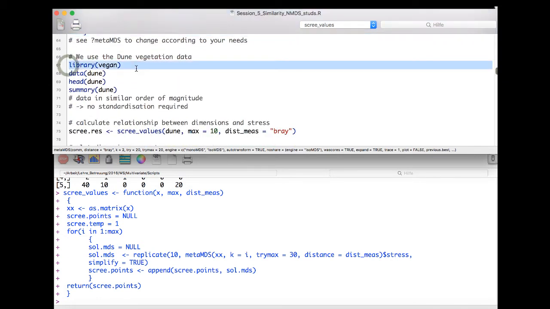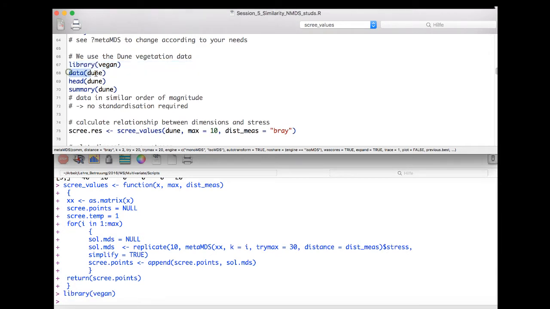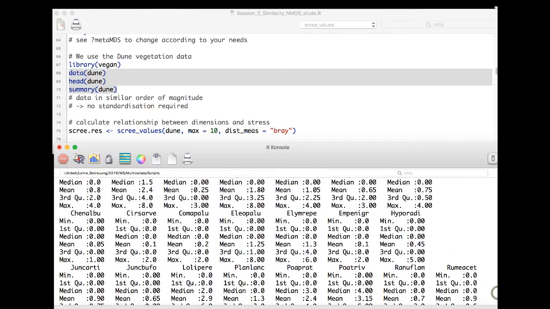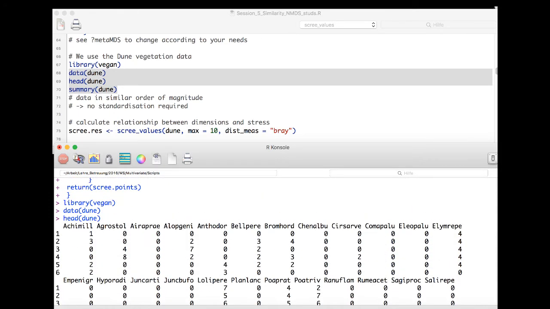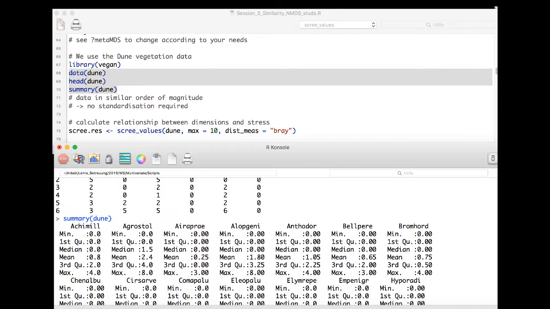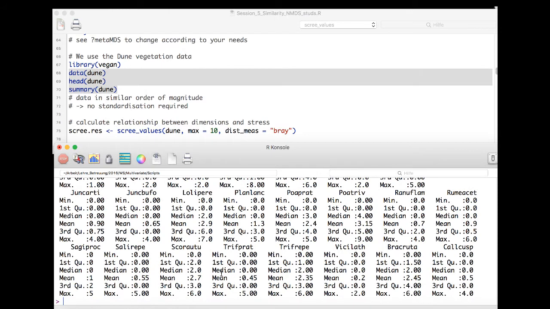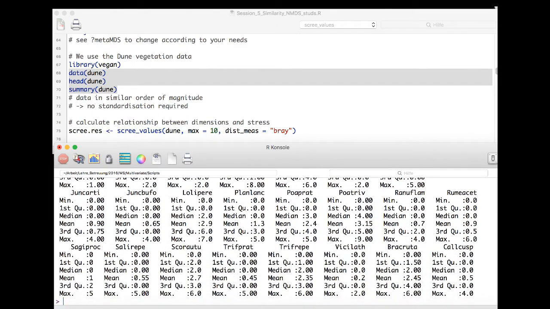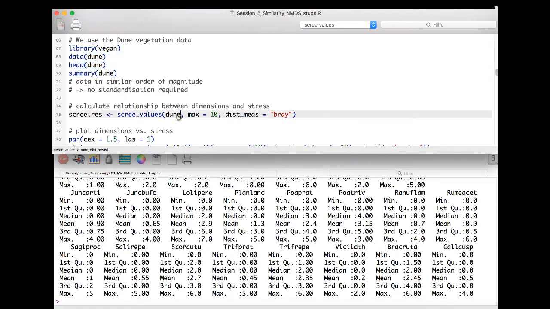So we use the dune vegetation data set. This data set has been produced in a study where the vegetation, or the species occurring in dunes, has been analyzed. And you see here that when we first look at the species data, the maximum abundance of each of the individual species is in the same order of magnitude. There are no strong differences between the different species. So we don't need any standardization of the data in this case.